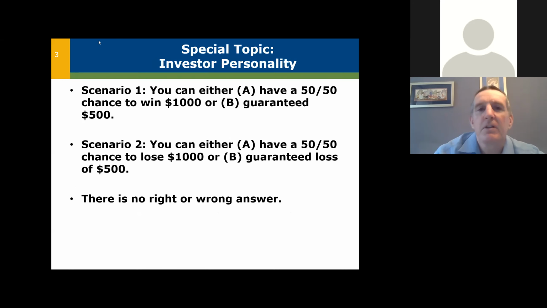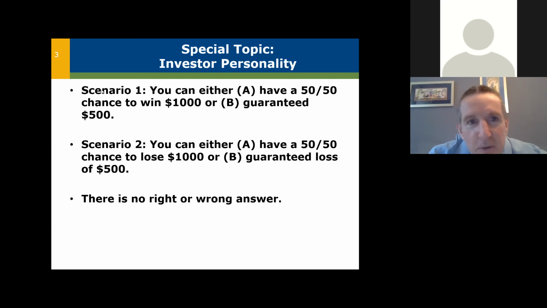Okay, so before we get into the main material, let's cover our special topic. This one is more of a fun exercise, almost like a mini personality test to see if you have the natural personality to be a good investor or a good trader. It says there's no right or wrong answer, but that's not really quite true. There are probably better answers than others. But let's just go through the exercise.